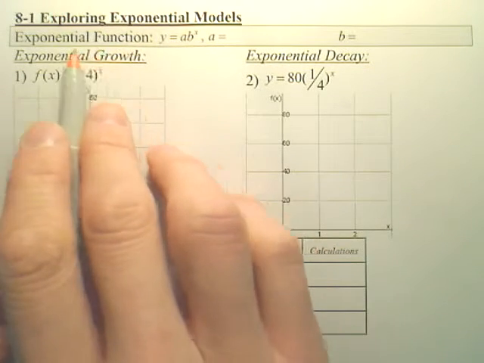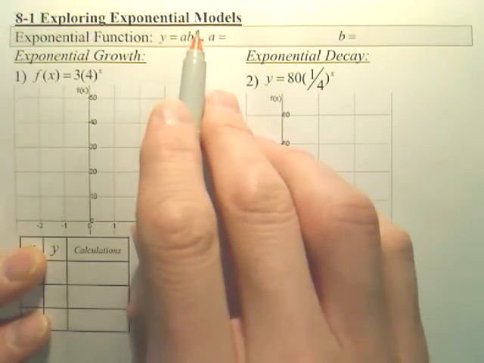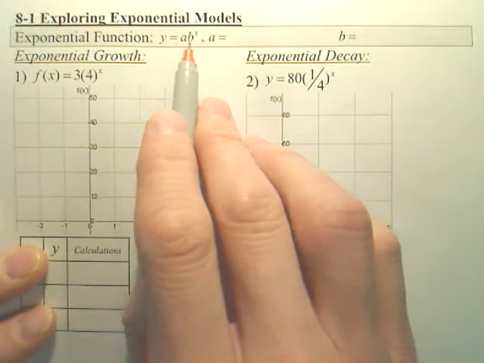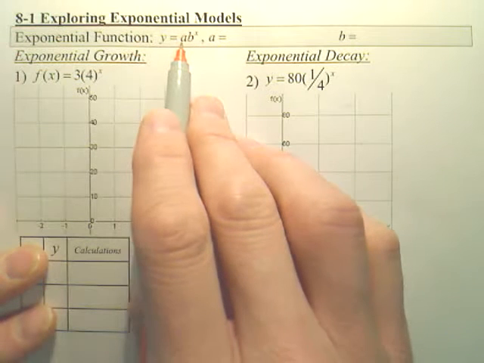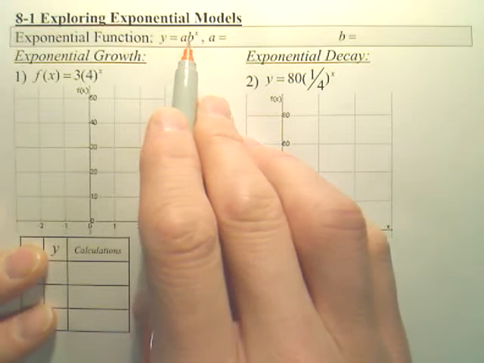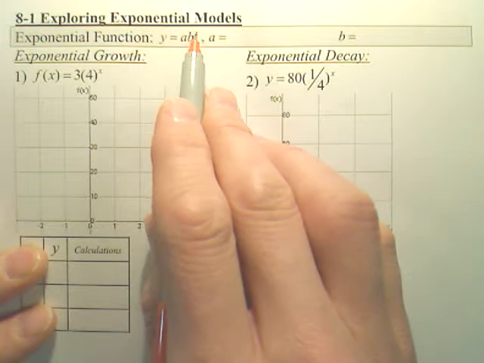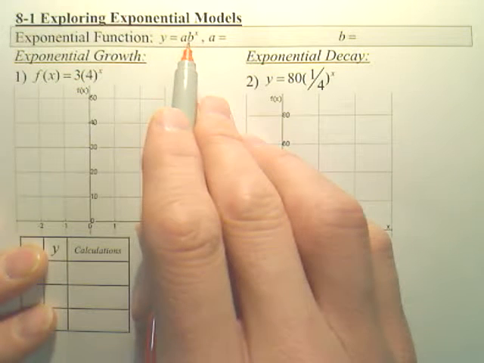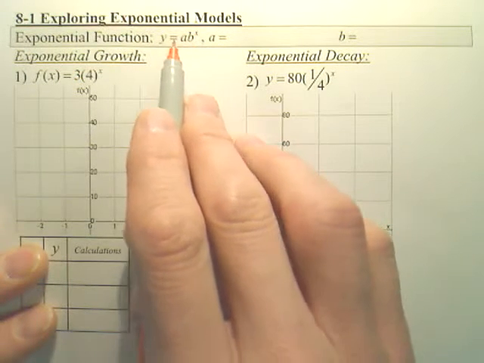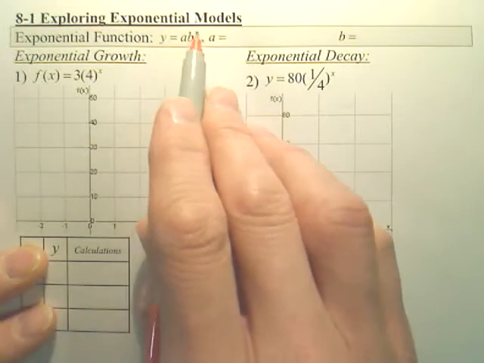Okay, we're exploring exponential functions here. Exponential functions are in this form. The coefficient is a, and the base of the power x is b. B for base. So this is an exponential function.